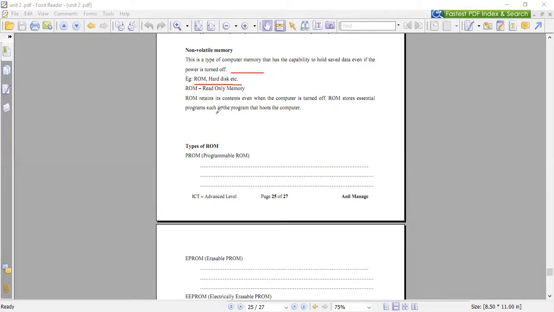ROM stores essential programs such as the program that boots the computer. අපි කියන boot, when you are switching on, means computer becoming ready; we are telling computer is booting. So that means for the booting purposes, we have all this program stored inside the ROM. So අපි current එක ගියා කියලා data lost වෙන්නේ නැහැ. එහෙම lost වුණොත් එහෙම next time we can't boot the computer. Right? So for the booting process, we have ROM. Inside the ROM, we have all these programs. So current එක ගියා කියලා එක නැති වෙන්නේ නැහැ.